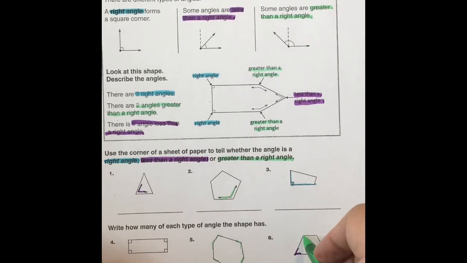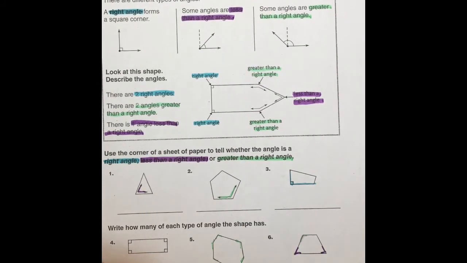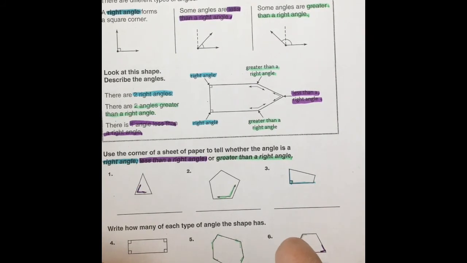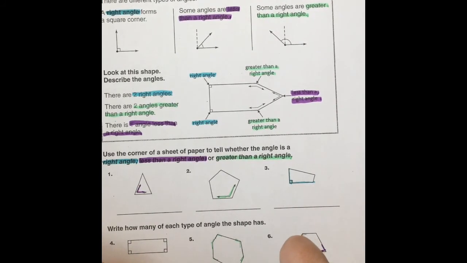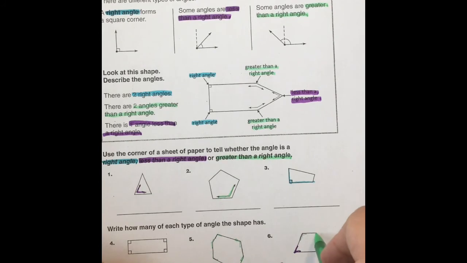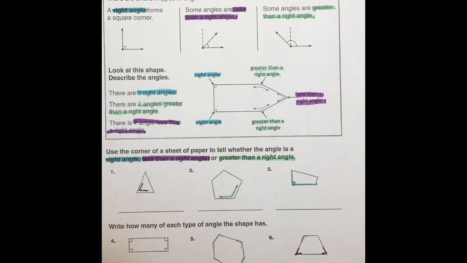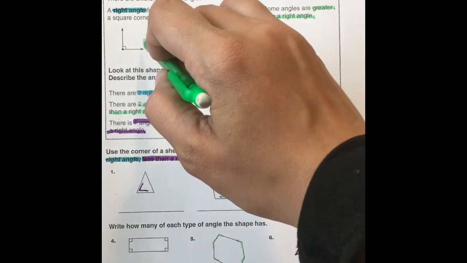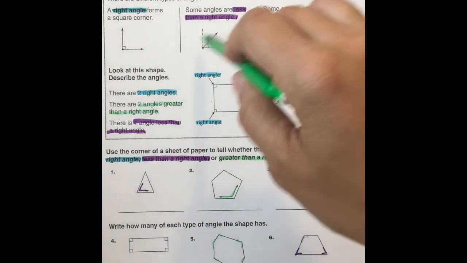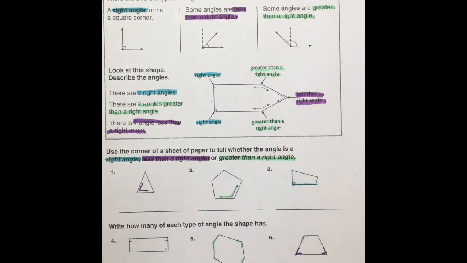But then what about these 2 up here? Are they less or are they greater than? I'm thinking that they're greater than a right. So that means there's 2. Right now I have 4 angles. Let's check. 1, 2, 3, 4. So we are correct. So remember, describe angles in a plane shape. We have a right angle, which is a perfect square. We have less than a right angle or greater than a right angle.